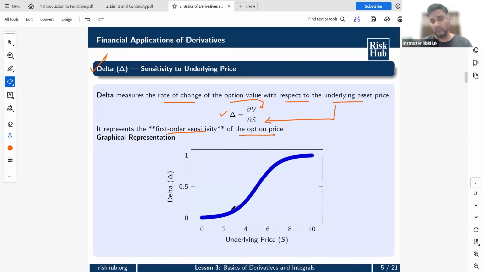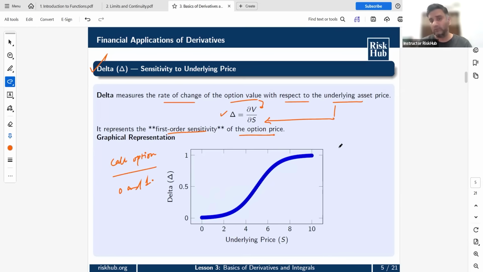Graphically, it is represented like this. This is just for your knowledge. This is call option delta. The value lies between 0 and 1.